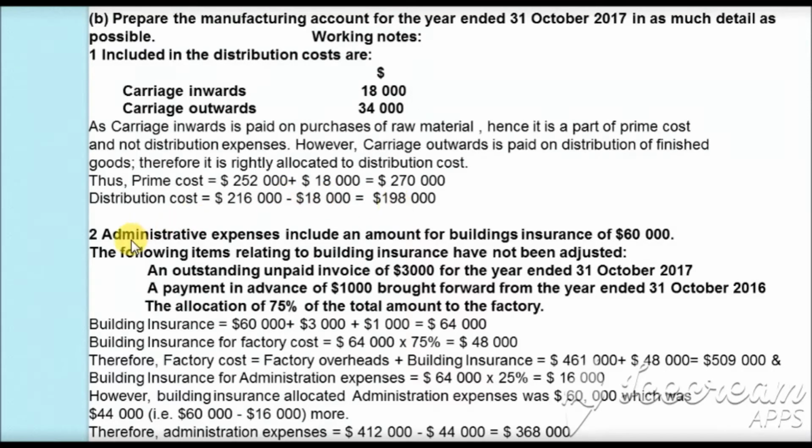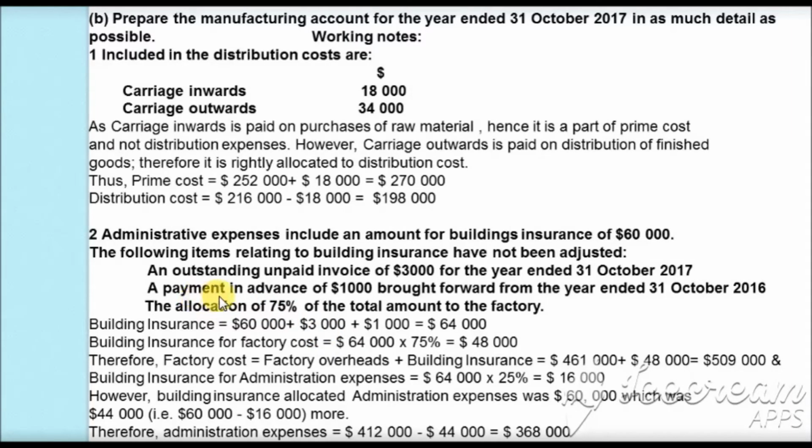Second, the adjustment states that administrative expenses include an amount of building insurance of $60,000. The following items related to the building insurance have not been adjusted. An outstanding unpaid invoice of $3,000 for the year ended 31st October 2017. So this is an accrued expense for the year for which we are making the accounts, and this will be part of the building insurance for this period, hence it is added here.